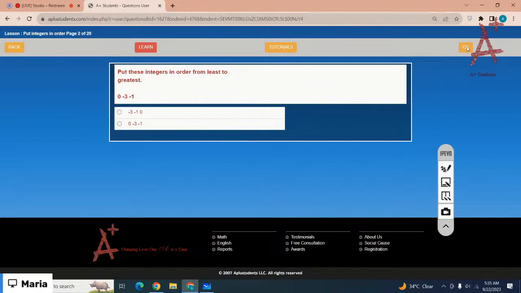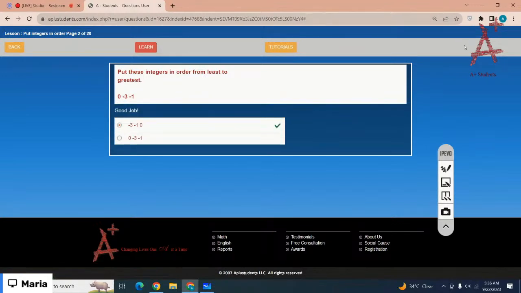Okay, put these integers in order from least to greatest. So which is the correct option? You have 0, -3 and -1. Which is the correct option? The correct option is option number 1. -3 is the smallest one. Then you have -1 and 0. Option number 1 is the correct option. -3, -1 and 0, right?